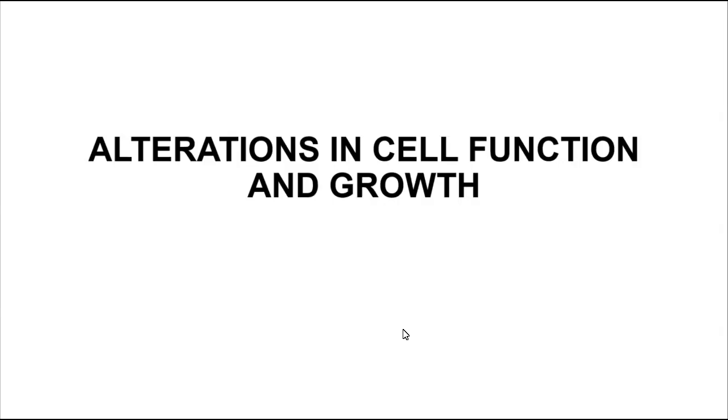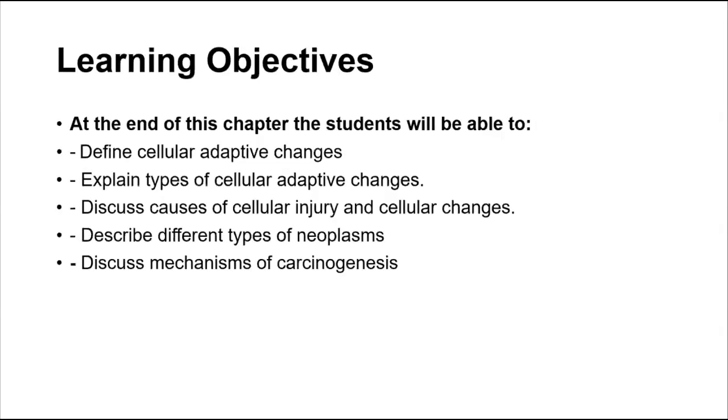So now we'll discuss alteration in cell function and growth. So our learning objective, by the way, is at the end of this chapter, we will be able to define cellular adaptive changes, explain types of cellular adaptive changes, discuss causes of cellular injury and cellular changes, describe the different types of neoplasm, and discuss the mechanism of carcinogenesis. And all of this is going to be discussed one by one.